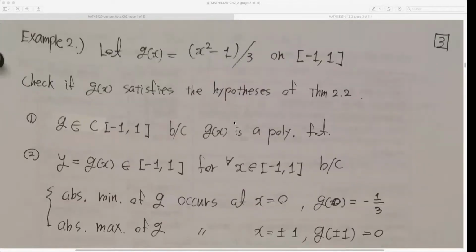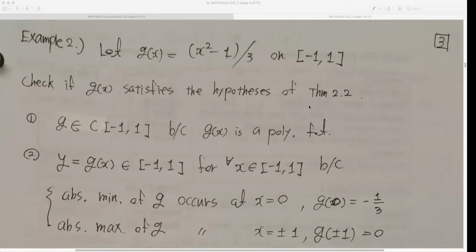So see example 2. Let g of x be defined by (x squared minus 1) over 3 on the closed interval negative 1 to 1. Check if g of x satisfies the hypothesis of theorem 2.2. In example 2, we want to check if g of x satisfies the hypothesis of theorem 2.2 so that we can guarantee that this function g of x has a unique fixed point.